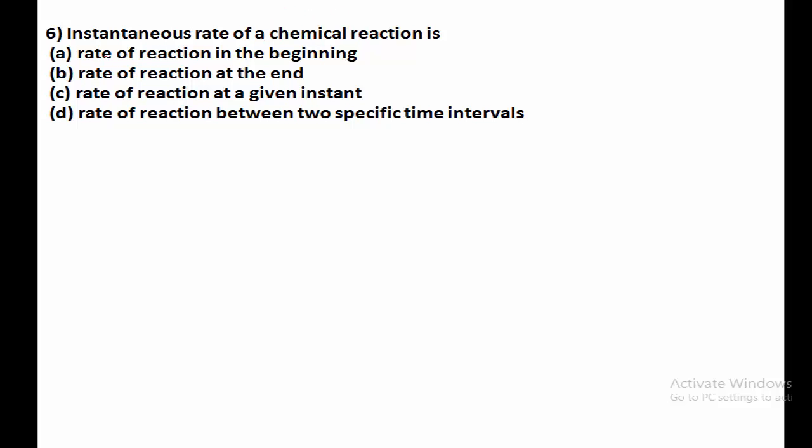Option A, rate of reaction in the beginning, no. Rate of reaction at the end, no. Rate of reaction at a given instant, this is the right answer, option C. Option D, rate of reaction between two specific time intervals, is the definition of the average rate of a chemical reaction. So option C, rate of reaction at a given instant, is known as the instantaneous rate of a chemical reaction. Option C is the right one.